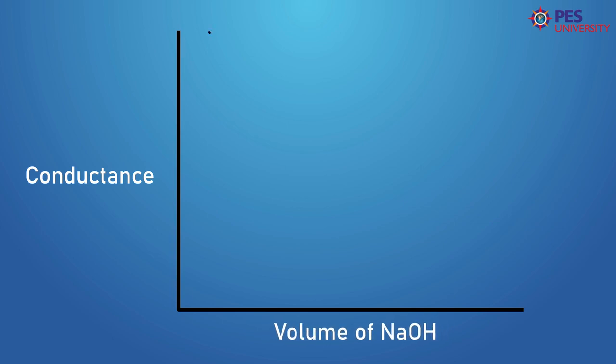Plot a graph of conductance versus volume of NaOH. If you look at the graph, there is a gradual decrease in the conductance values. That is because highly mobile H plus ions are replaced by Na plus ions. Again, there is a slight increase in the conductance values. That is because of sodium acetate, which is a strong electrolyte. Then there is a large change in the conductance values. That is because of OH minus ions from the NaOH.